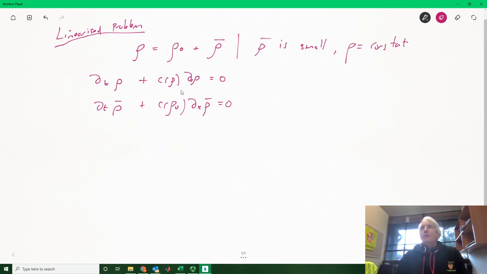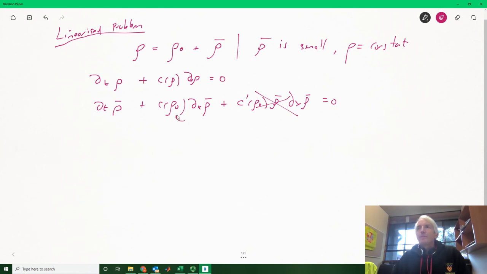I don't know how much detail to go into that, but the next term would be the term we're missing here. Perhaps it's useful to write it down. The next term would be c dashed of rho naught times rho prime times d by dx of rho prime. Okay, and so this is a small number times a small number, and it also makes it nonlinear. So if we make rho prime even smaller, it's a small times a small, so it disappears. So we end up with this equation here.